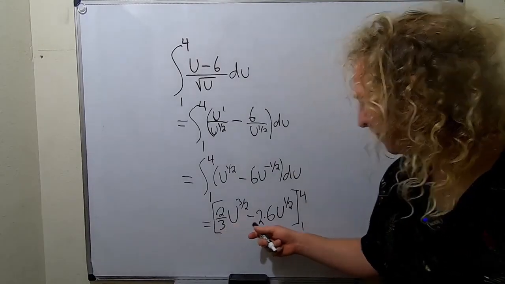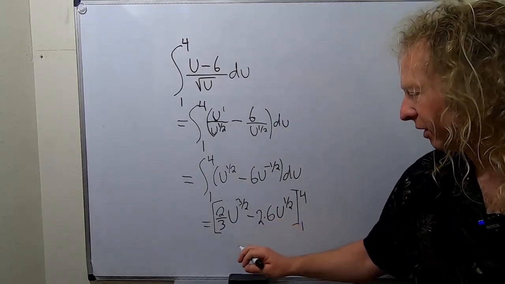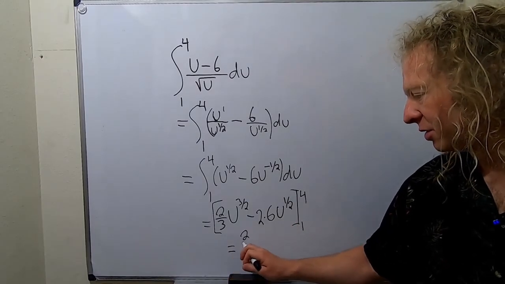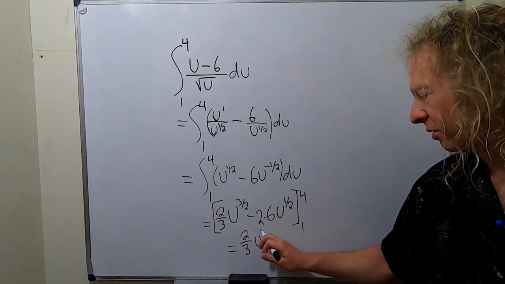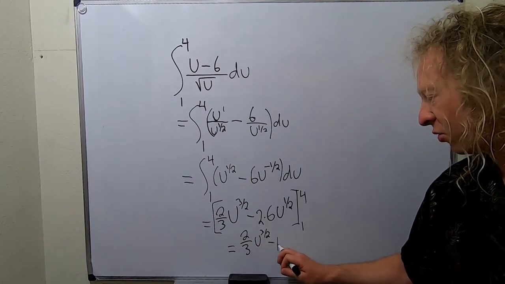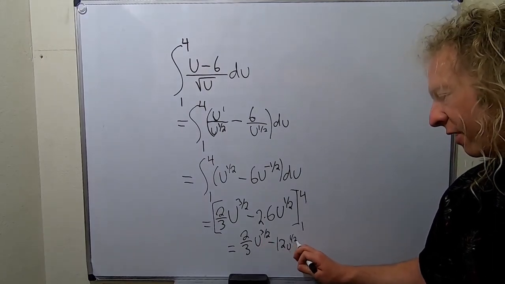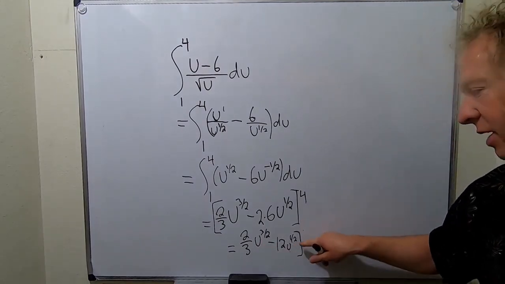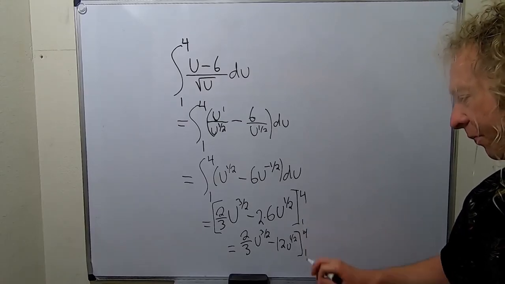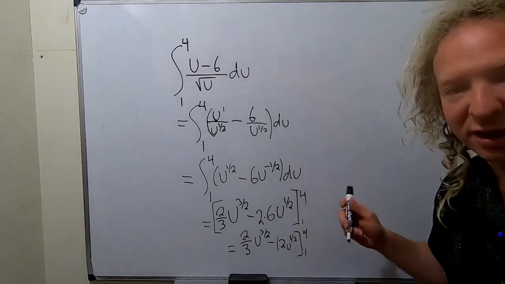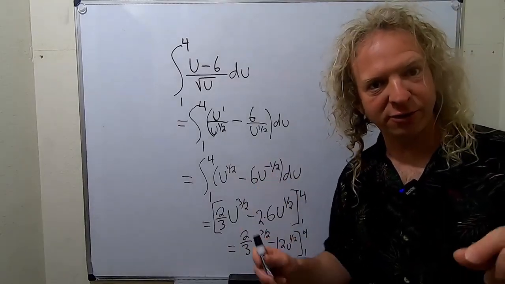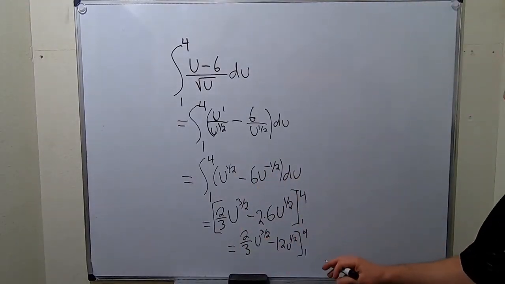All right, I'm going to go ahead and clean this up a little bit, so I'm going to write this again. This is 2 thirds u to the 3 halves minus 12 u to the 1 half. And then we have our limits, 1 to 4. First you always plug in the top number. It's always the top number first. You subtract, then you plug in the bottom number.